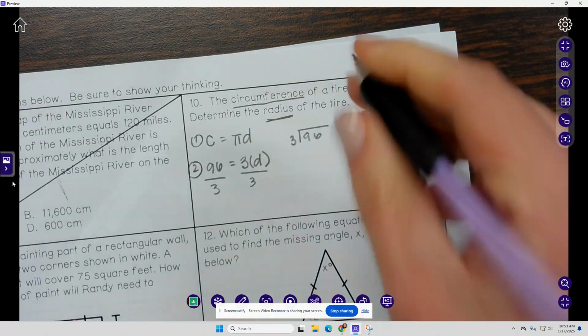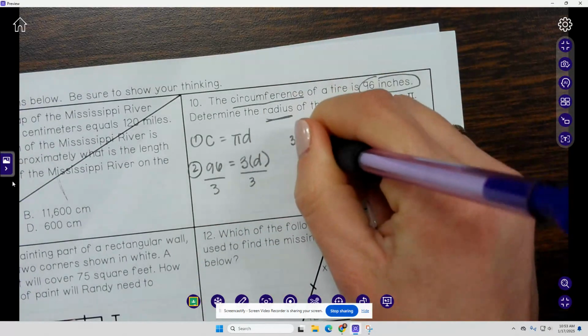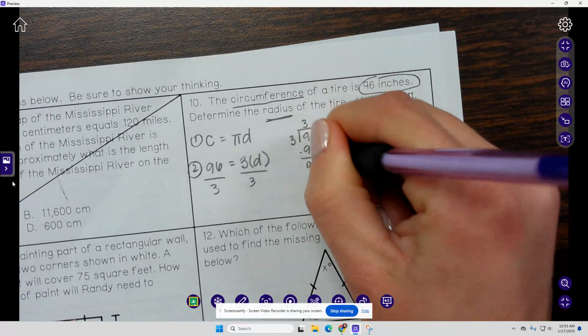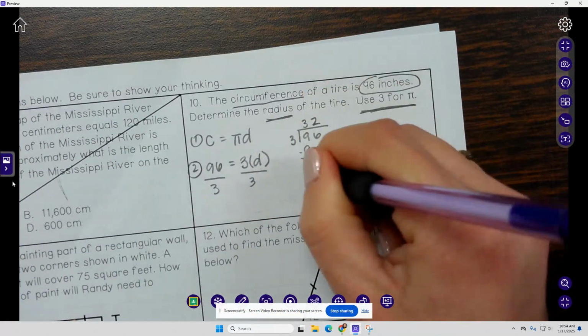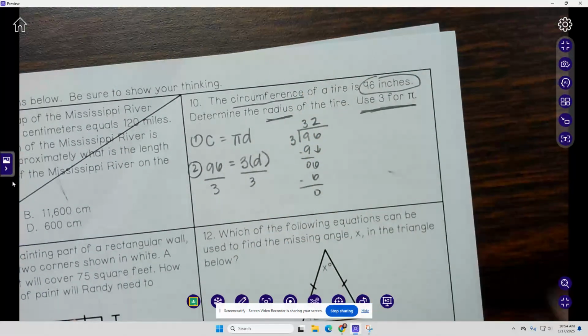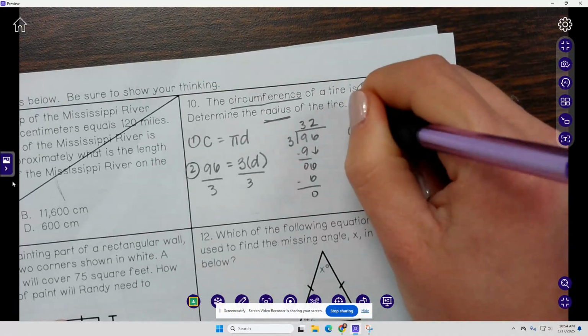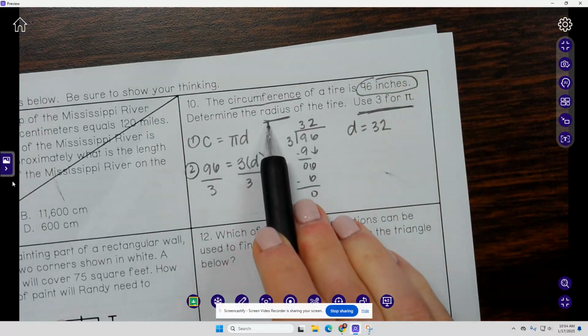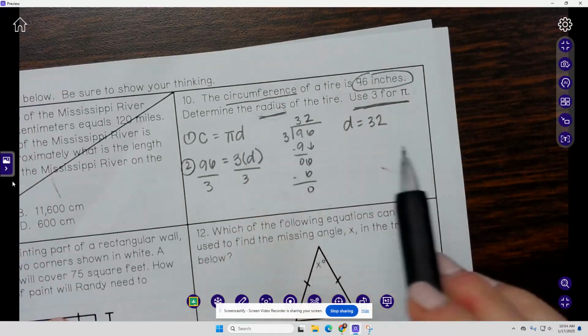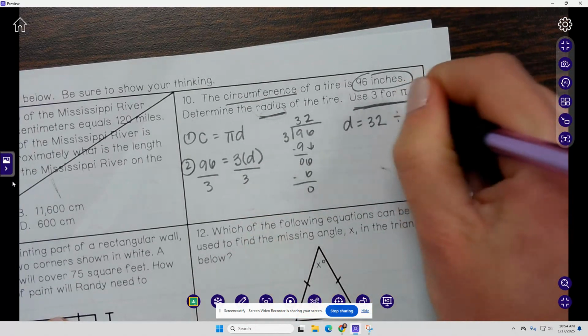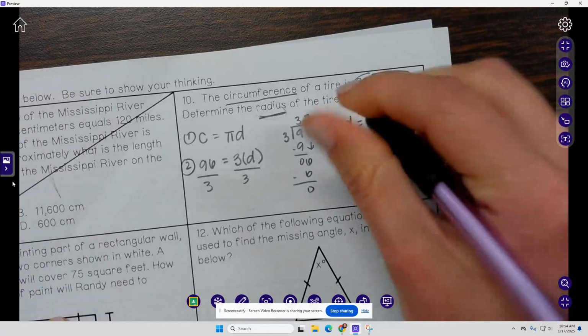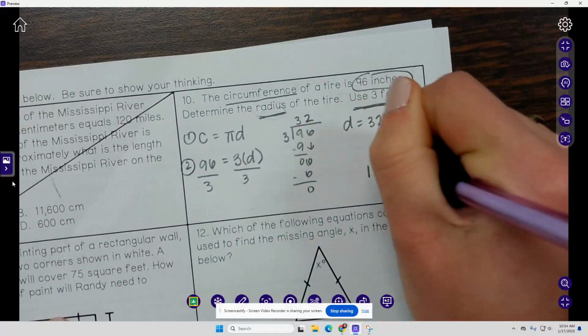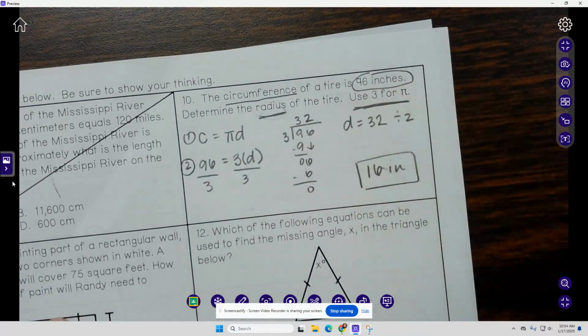Three can go into 9 3 times. Bring down my 6. 3 can go into 6 2 times. Okay, so the diameter equals 32, but my question is asking for the radius. So I have to do 32 divided by 2, and that's going to give me 16. So my radius is 16 inches.